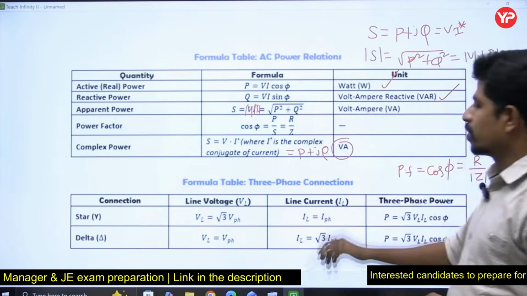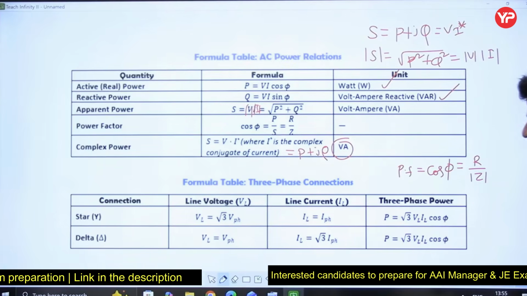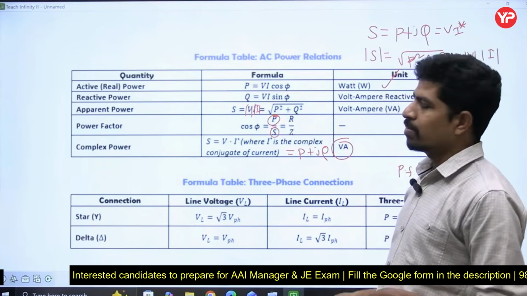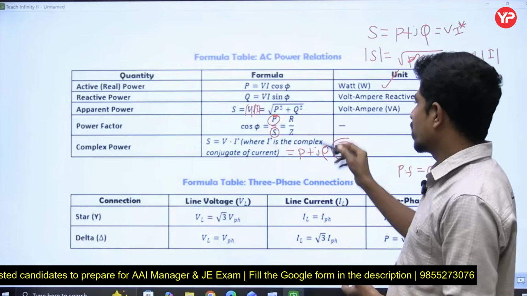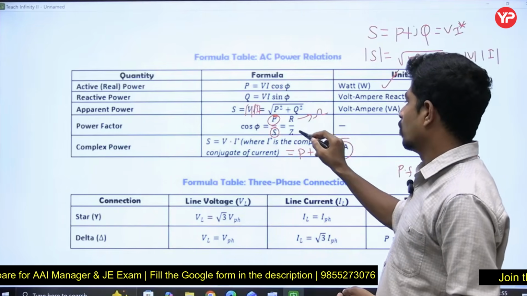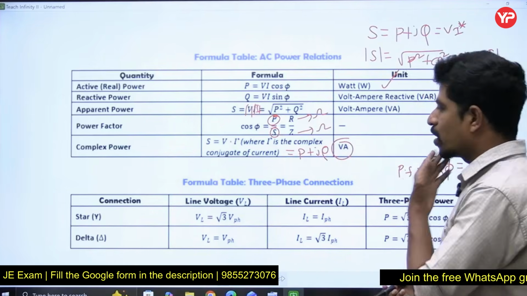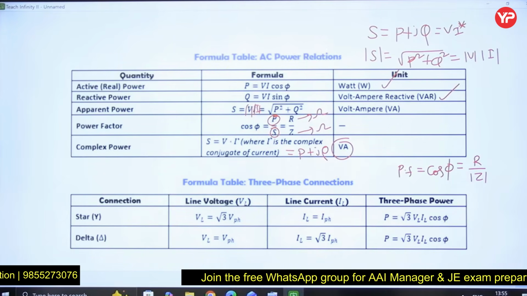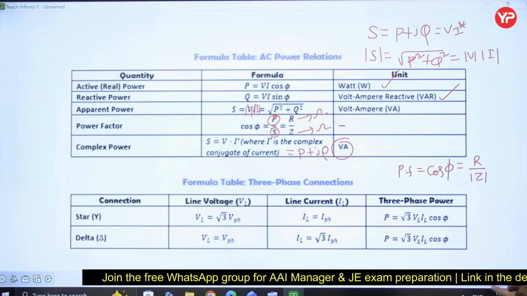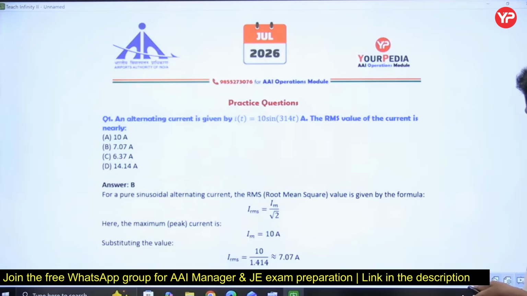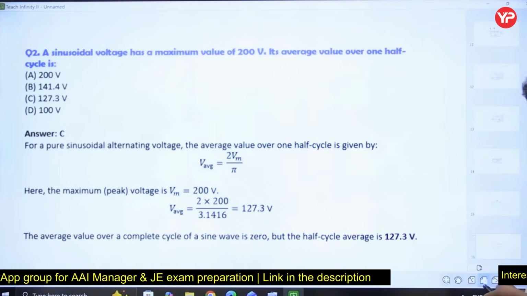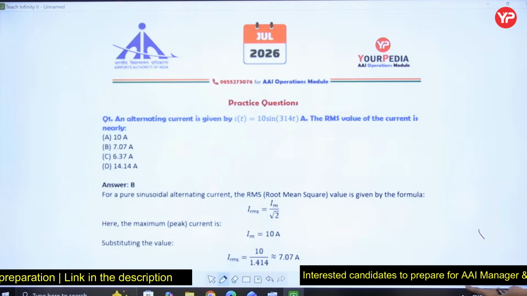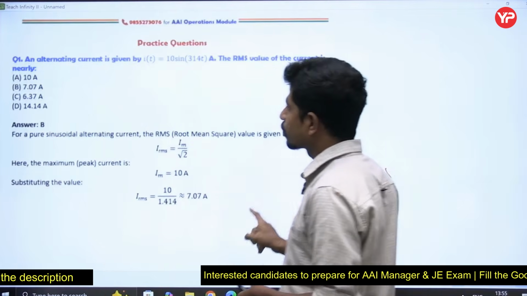Its units are volt amperes. Power factor is not going to have any units. The reason is this is in watts, this is in volt amperes, both are power by power, so no units. Resistance R by Z, where Z is also in ohms, therefore no units, right? Now this is for three-phase connection. I think three-phase is not required for you guys, right? So these are some practice questions I have taken on the same concept. Let's do this practice.